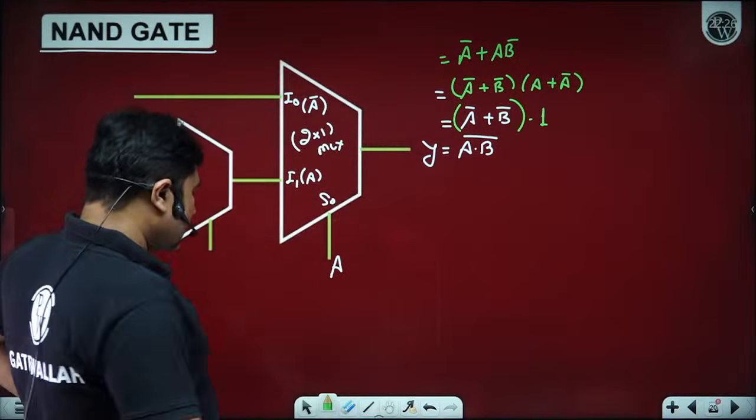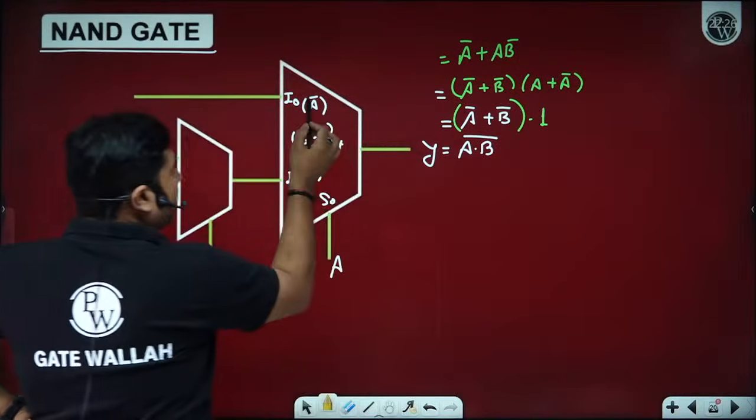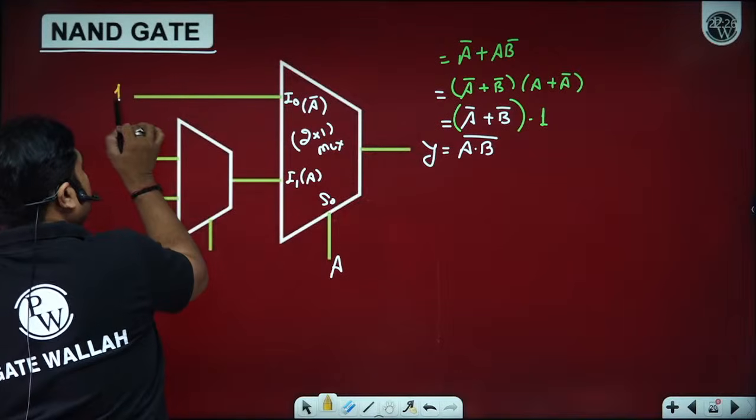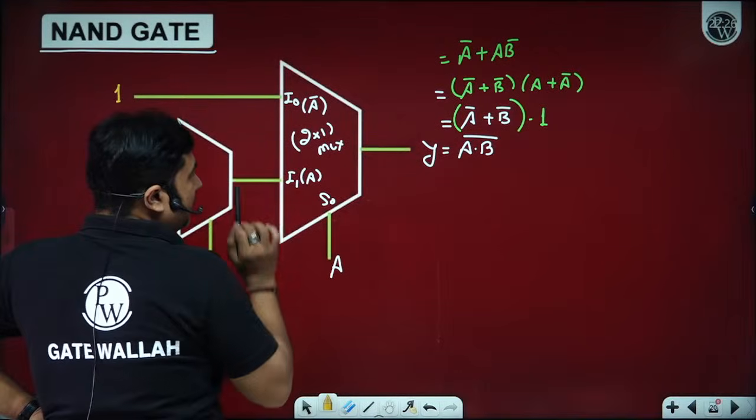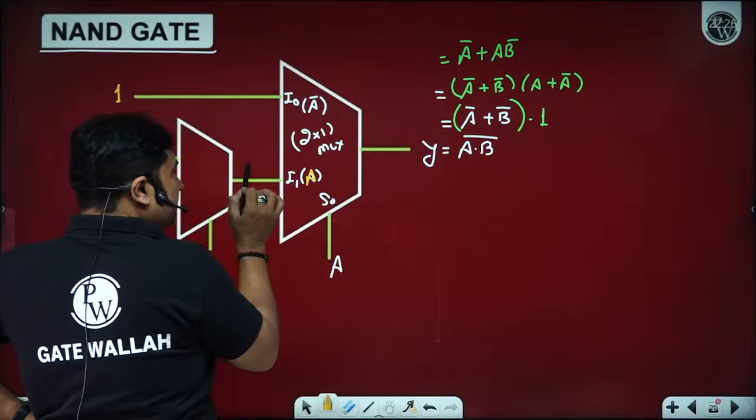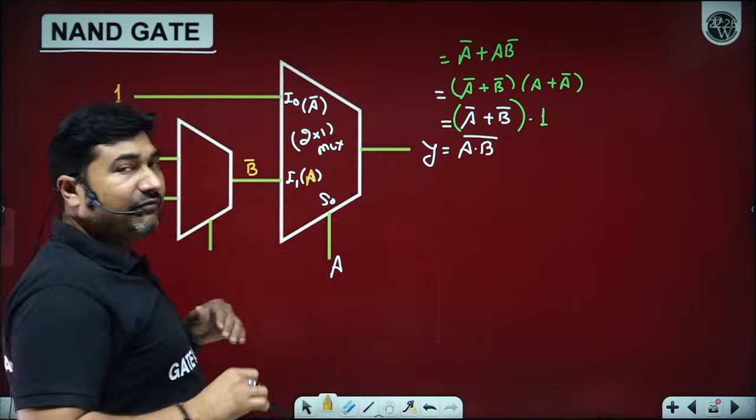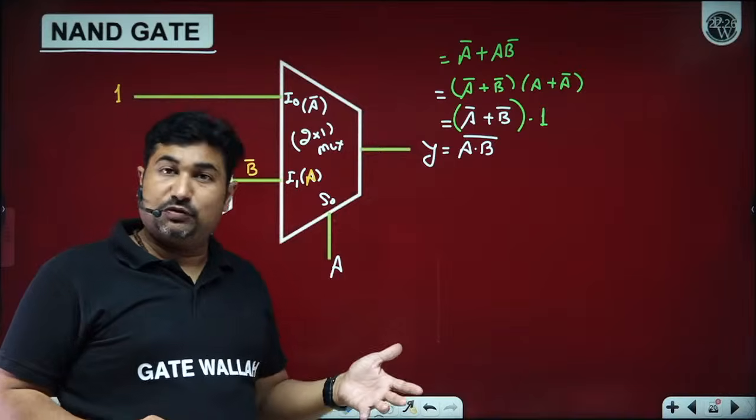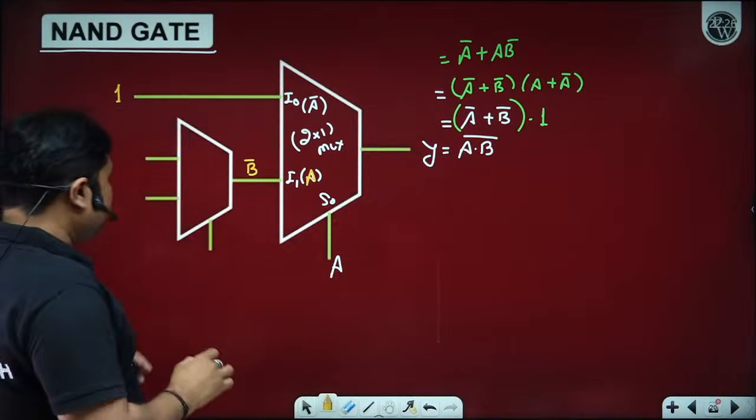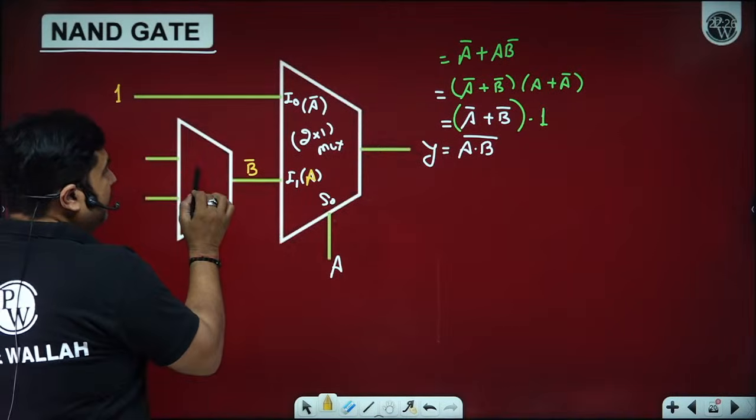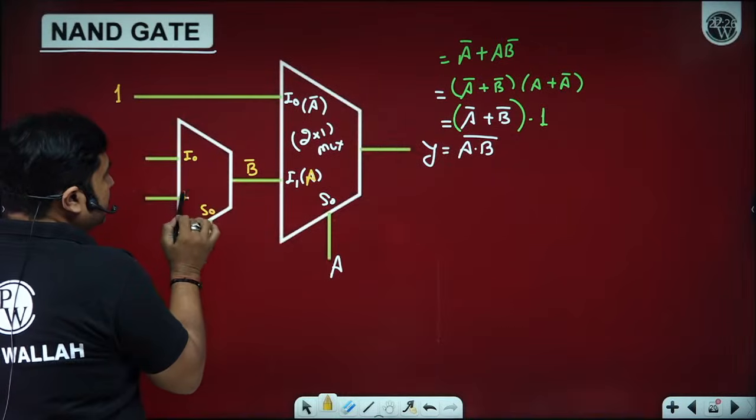Yes, sir. Because of the select line action, we have A bar available here, so we can apply logic level 1. Because of the select line, we have A available here, so we can select B bar. But since we have to make a logic gate, we don't have B bar. We need to create B bar, and for that, we need one more 2 cross 1 size mux.